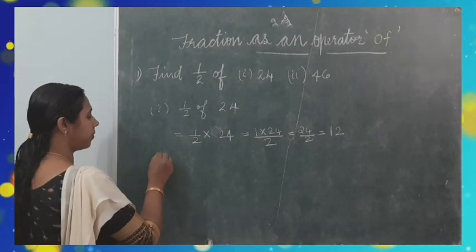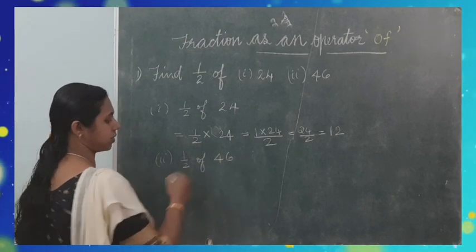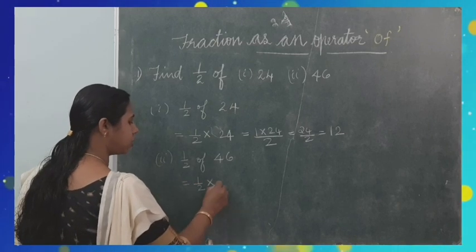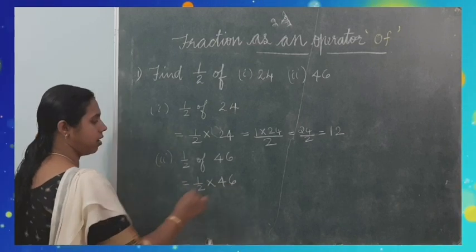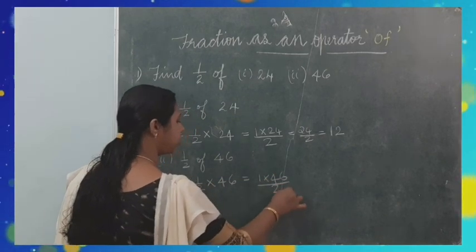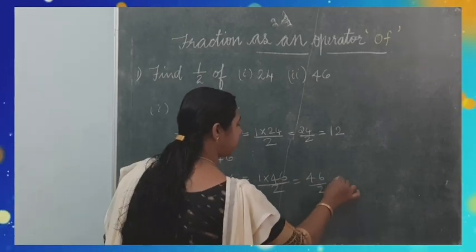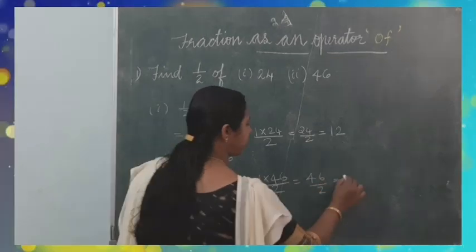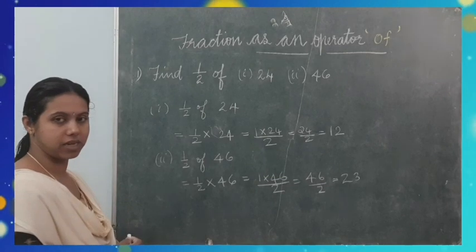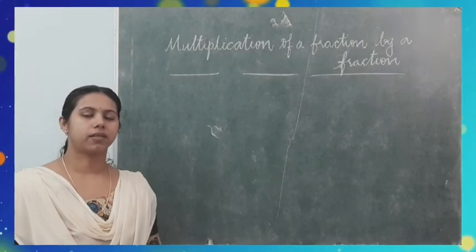And the second question, half of 46. Half of 46 means half into 46, which is equal to 1 into 46 divided by 2. That is equal to 46 by 2, which is equal to 23. So half of 46 is equal to 23.